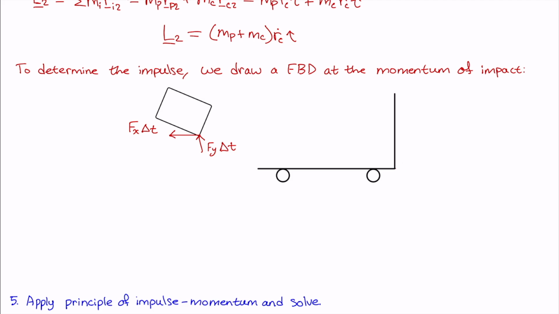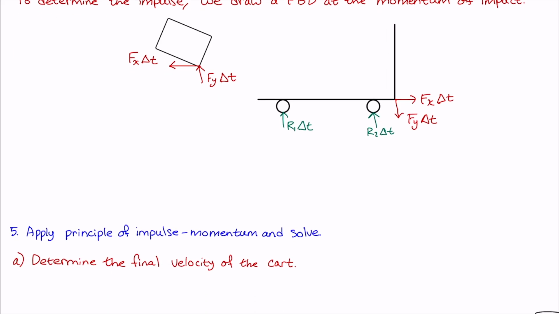On the cart, we're going to have equal and opposite impulses acting on this system. So we're going to have Fx delta t here, and pushing down, we're going to have Fy delta t. And then in addition to that, to resist this downward impulse, the ground is going to push back up, and we're going to have some R1 delta t and an R2 delta t. So then the impulse, we do this for each mass.